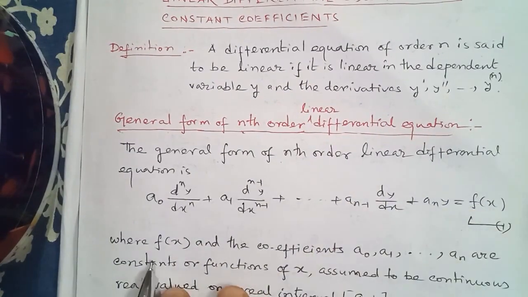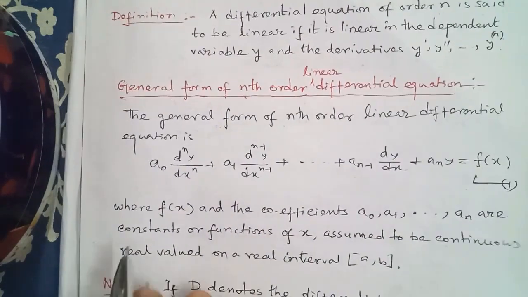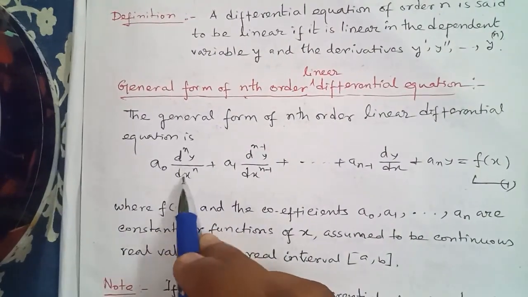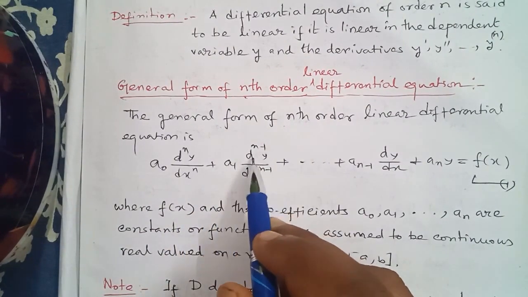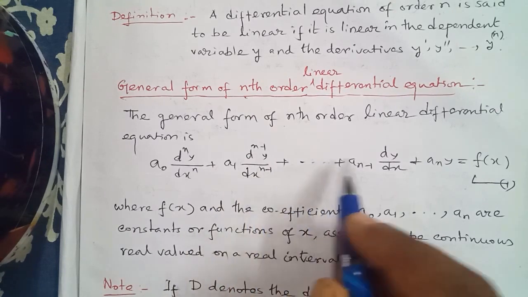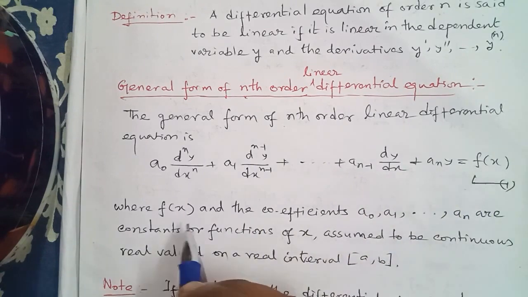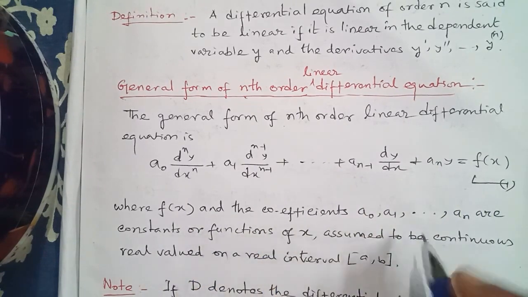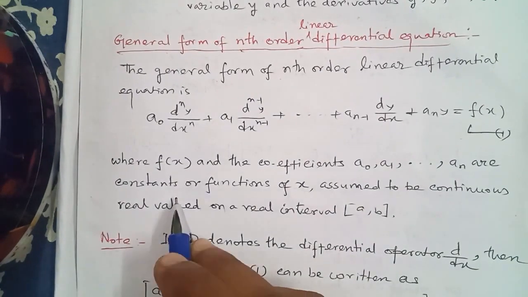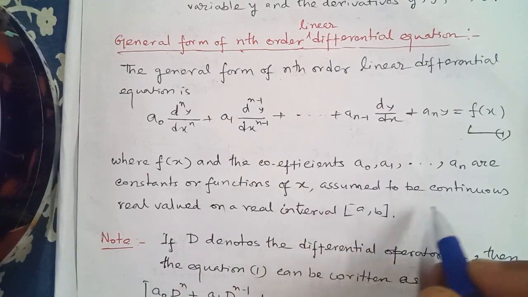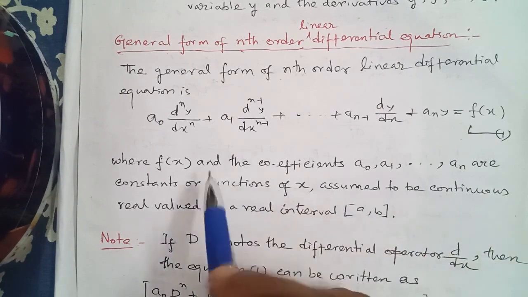So the general form is of this type: a0 d^n y/dx^n plus a1 d^(n-1) y/dx^(n-1) plus dot dot plus a(n-1) dy/dx plus an y is equal to f(x), where f(x) and the coefficients a0, a1, dot dot an are constants or functions of x assumed to be continuous, real valued on a real interval a comma b.